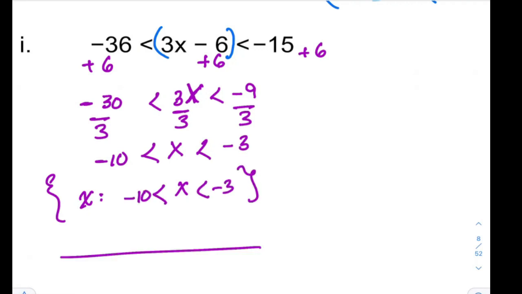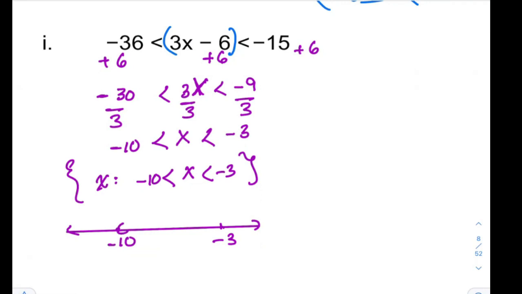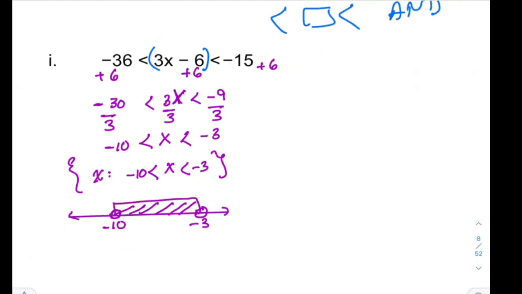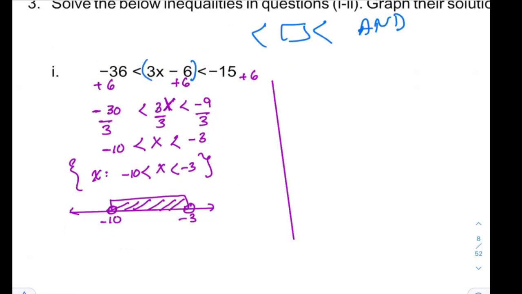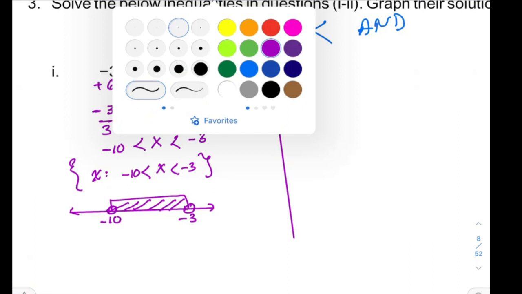And if you want to graph the solution, then this is the minus 10, this is the minus 3. This should be an open circle, since there is no equal sign here, it's just more than. And the solution will be the interval between them. This is the solution.